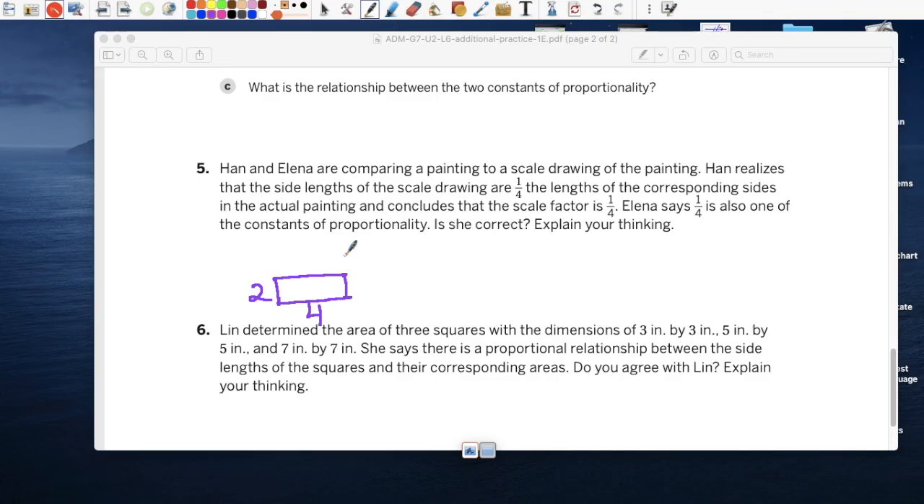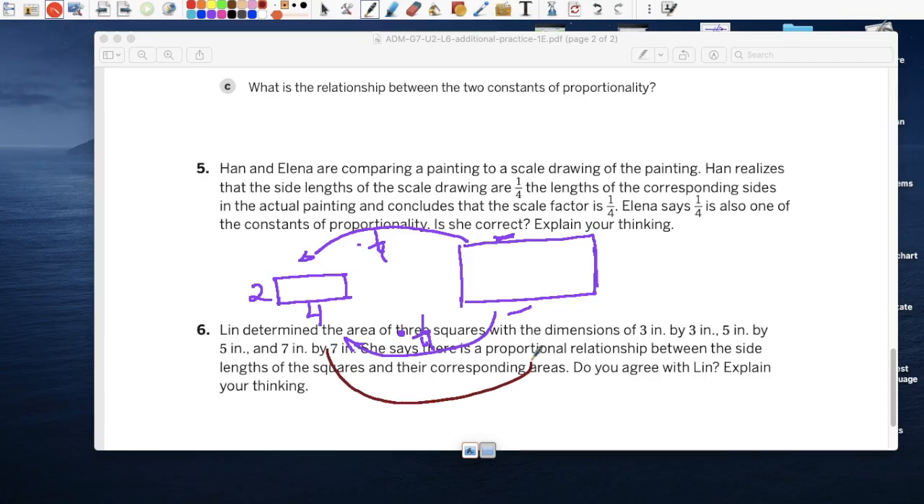A painting, and the scale drawing of the painting, and realize that the side lengths of the scale drawing are 1/4 of the actual. So this is 1/4 of this, right? If you had a scale drawing going this way, we multiplied that by 1/4, and that by 1/4. So whatever you had here was multiplied by 1/4. But if you want to find the actual painting, you would not multiply by 1/4, but multiply by the reciprocal.